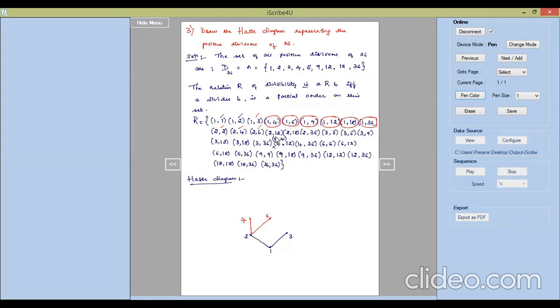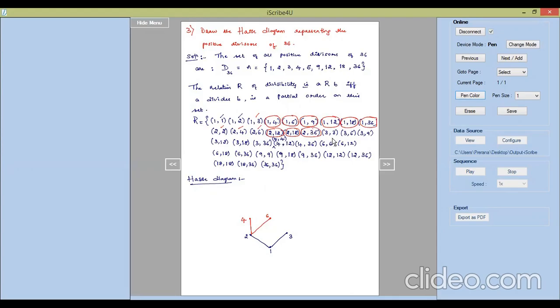2, 12 I will not draw because I have 2 to 4. If I take the link from 4 to 12, it will give me 2, 12. So I will not draw this 2, 12. Next again 2, 18. 2, 18 I need not draw because 2 to 6 there is an edge, and 6 to 18 there will be an edge later which I have to consider. So 2, 18 will not be considered. Next we have 2, 36. 2, 36 also will not be linked directly because 2 to 4, 4 to 12, 12 to 36 will be considered later. So 2, 36 will not be drawn.